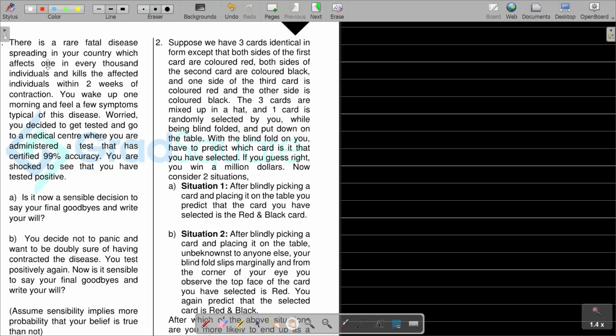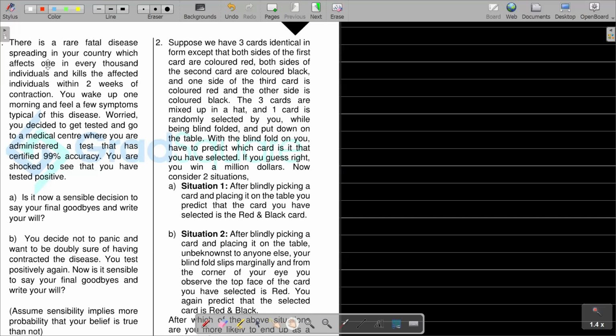Now, you are to randomly select a card blindfolded from the hat. And after selection, if you predict which card you have selected correctly, then you get $1 million. Situation 1 is that you select one randomly, you place it on the table, and you're saying that this is the card which has got one side red and one side black. Situation 2 is that you have selected one card on random, placed it on the table, and your blindfold slips a bit. And through one eye, you can momentarily, for 1 second, look at the card and you find that the top face, the face that you can see, is actually red in color. After that, you predict that this card is red and black.